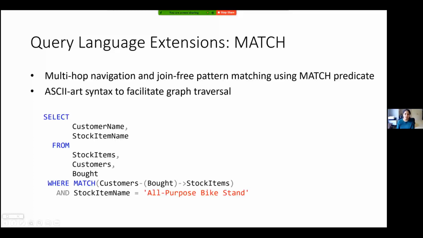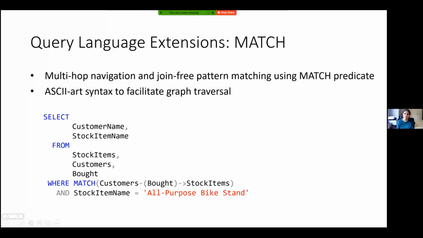Your select statement will be the regular select statement that you usually write. You have select, then you project a bunch of columns that you are interested in. Then you have your from clause, where you select from the tables or the graph nodes and edges that you are interested in. And in the where clause, you use your MATCH. In there, you are basically saying find me all the customers who have bought a stock item. So we are going from customers to stock items via the bought edge.